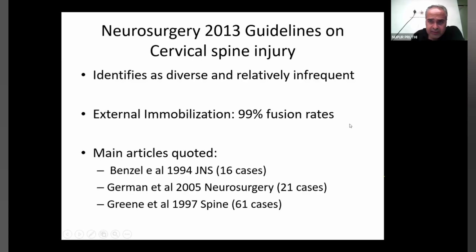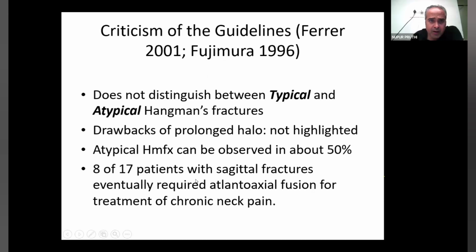As I show you, there's a group which says that all these should be managed conservatively, as they are diverse and relatively infrequent. These are the articles which support this kind of view. Whereas the same group did not distinguish between typical and atypical hangman's fractures. We all know the drawbacks of a prolonged halo immobilization. These were not highlighted in these articles.